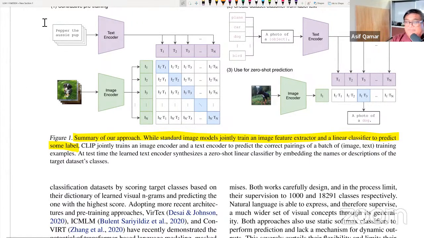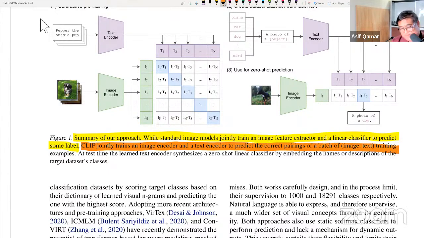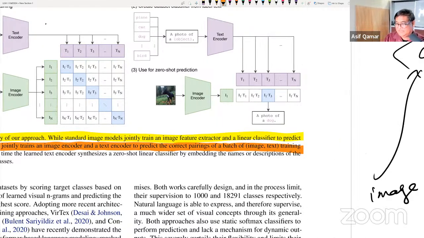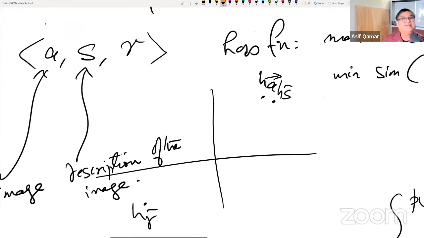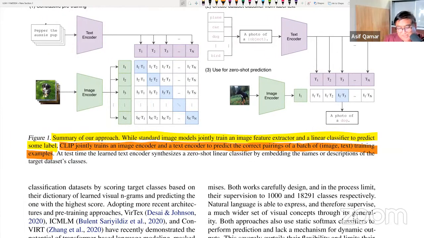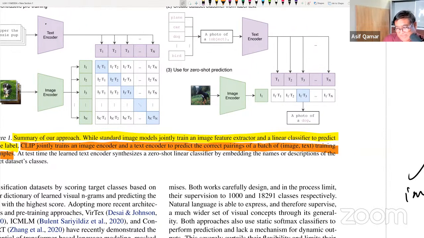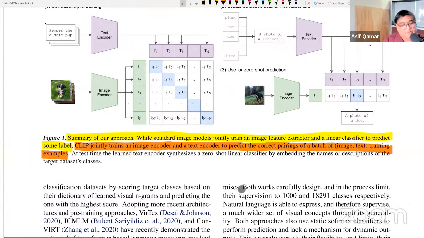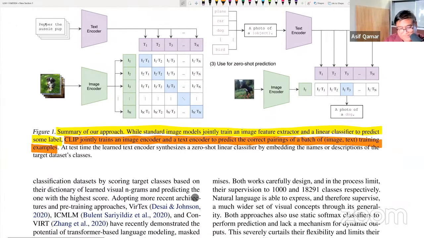So you're saying that CLIP, on the other hand, jointly trains an image encoder and a text encoder to predict the correct pairing of a batch of image text training examples. So forget about the batch word. It knows how to align. The way I explained to you in pictures, it will do this, right? So at test time, the learned text encoder synthesizes a zero-shot linear classifier by embedding the names or descriptions of the dataset. But we'll come to that a little bit later.